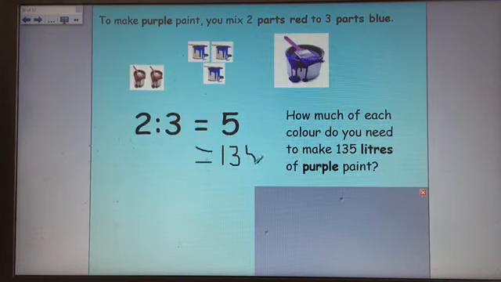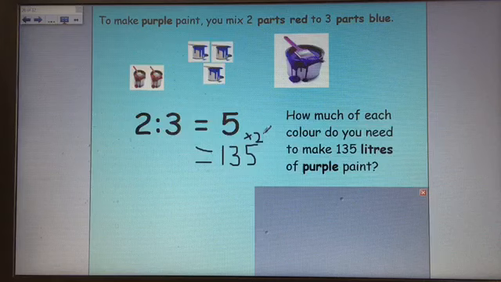And you need to work out what you need to multiply 5 by to get to 135. Well, I know that 5 times 20 is 100. I know 5 times 25 is 125. So I believe that is 27. Now, you might just want to do a quick bus stop and work out what 135 divided by 5 is. I'm not going to do it here now, but that's what you might want to do.